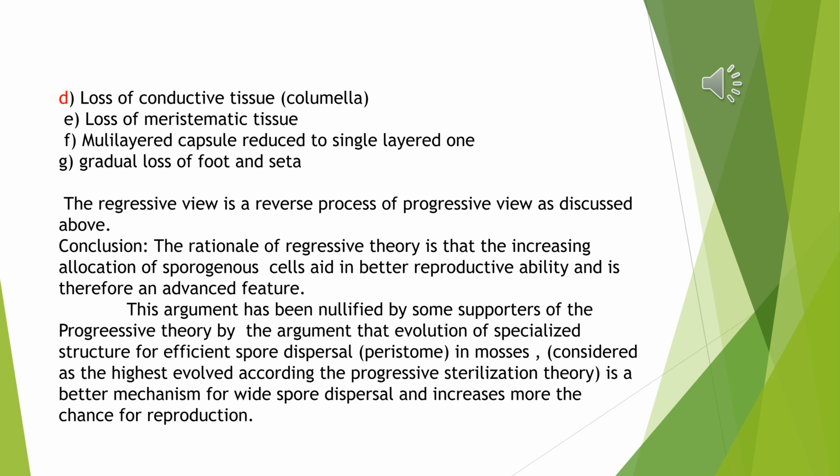Conclusion. The rationale of regressive theory is that the increasing allocation of sporogenous cells aids in better reproductive ability and is therefore an advanced feature. This argument has been nullified by some supporters of the progressive theory with the argument that evolution of specialized structure for efficient spore dispersal, that is the peristome in mosses, is a better mechanism for wide spore dispersal and increases the chances for reproduction more.